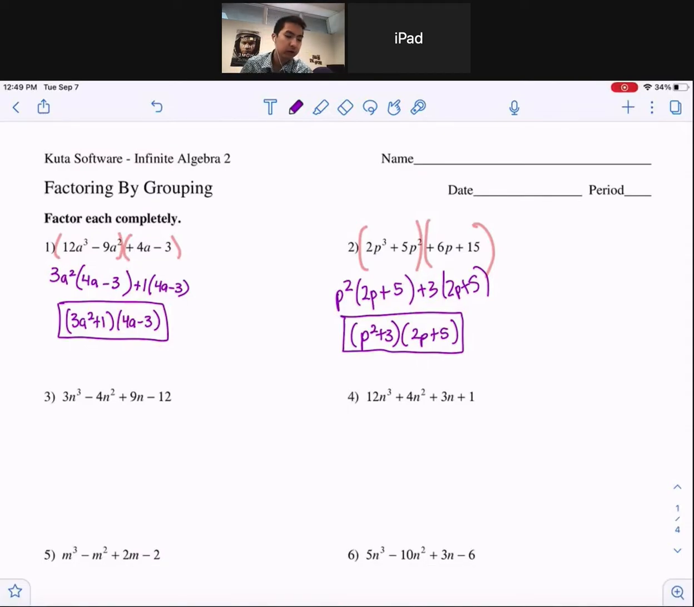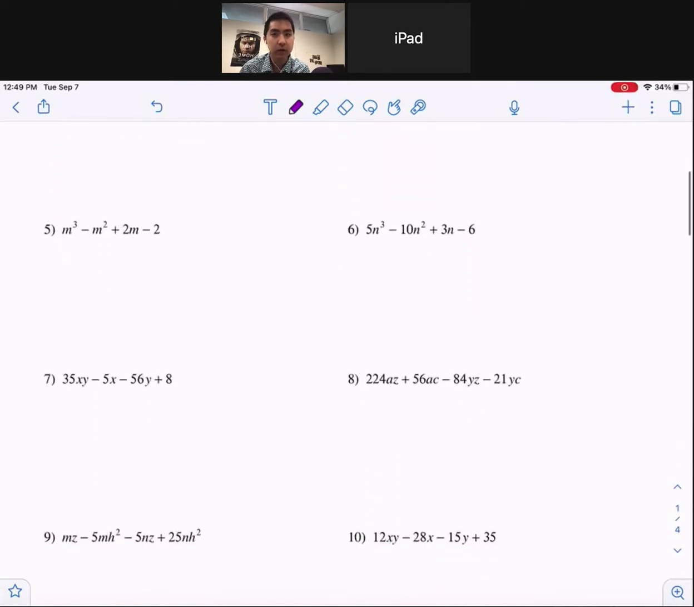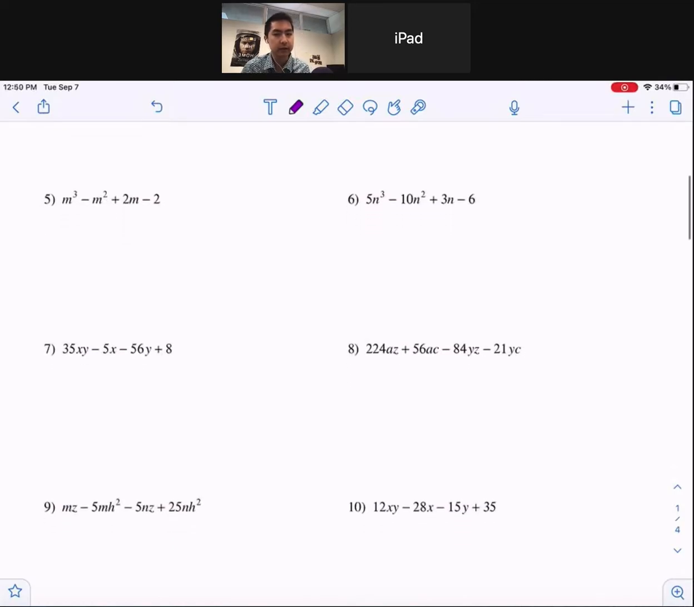Your guys' homework on factoring by grouping. So number 1 and 2 I did in class for a couple people. If you guys want to see, that's how you do it for those. But I'm going to pick out selected problems to go over so that it can help you guys with your homework. So I'll go over number 6.